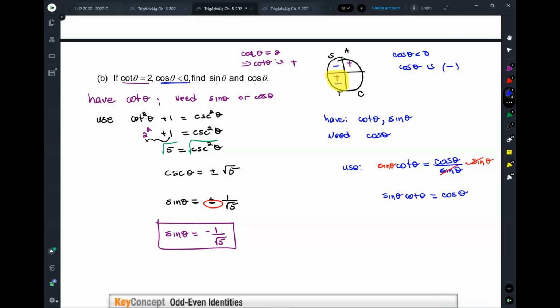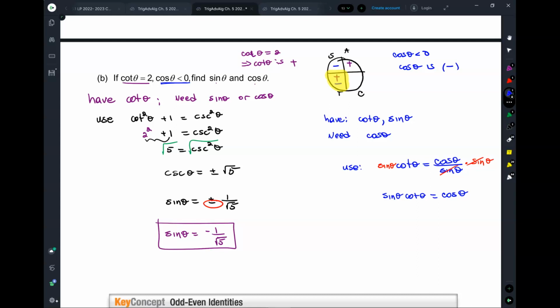Okay. I don't understand why sine theta equals negative 1 over square root of 5. Did you understand why it was? Well, I've been copying stuff down as well, so I didn't really get to pay attention. Okay, I can go back in a minute.